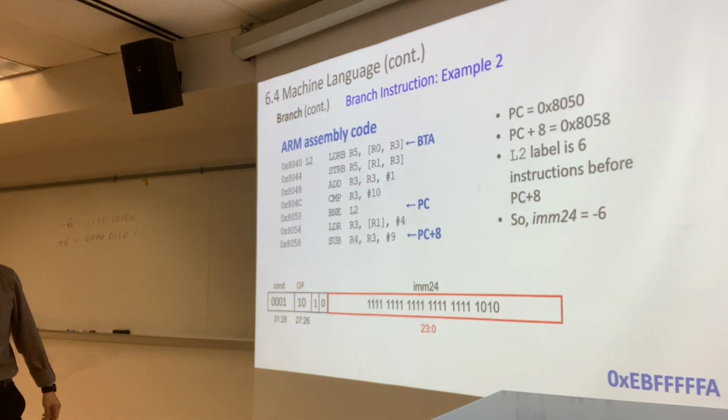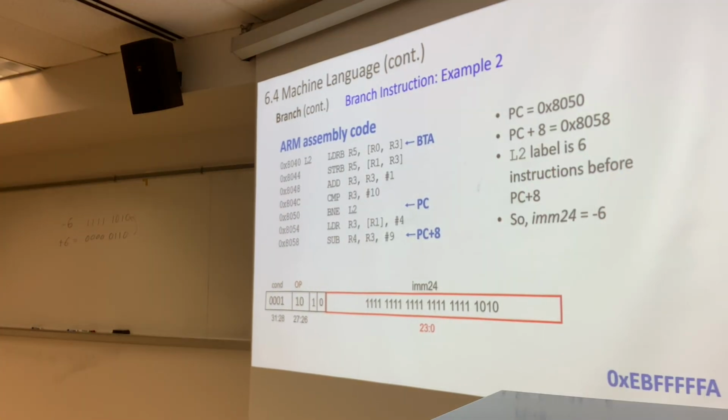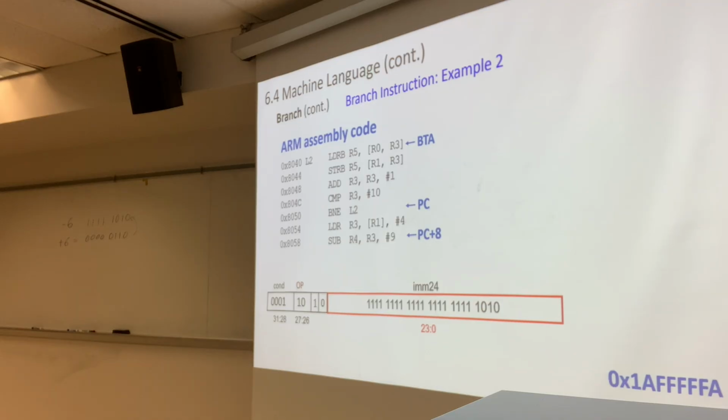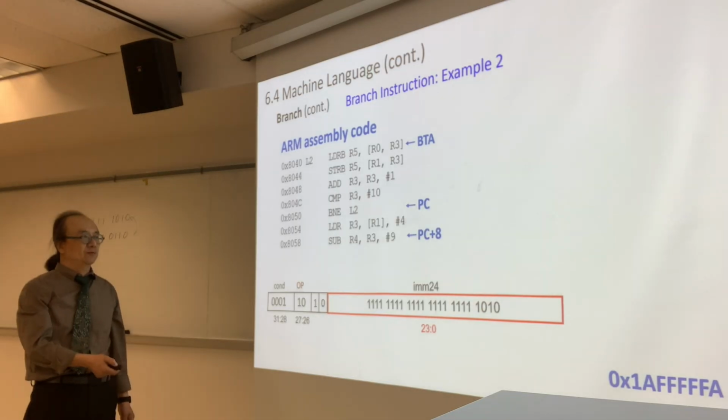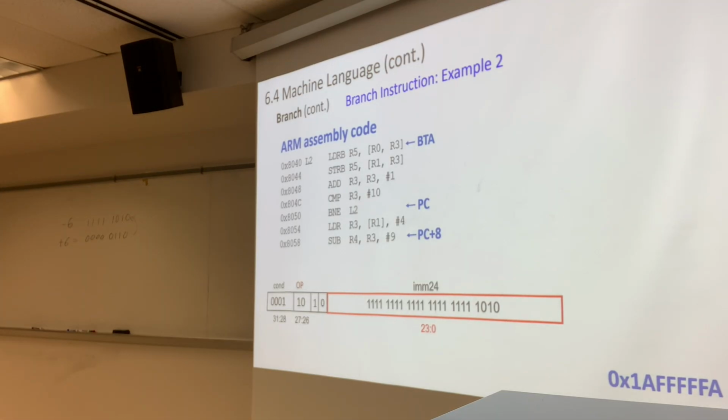Yeah, did I do something wrong? Oh, good. There should be 1A. So the hexadecimal value at the bottom is 1A, FFFFFA. Exactly. Downward is positive, upward is negative.